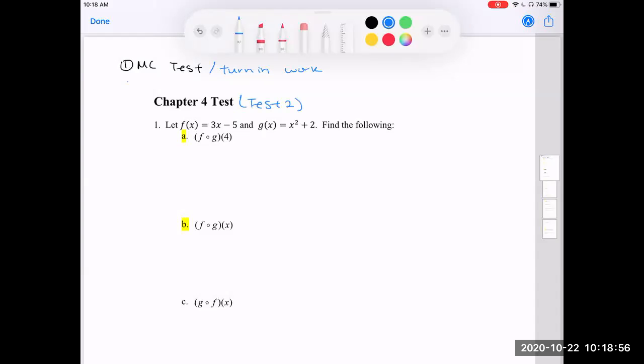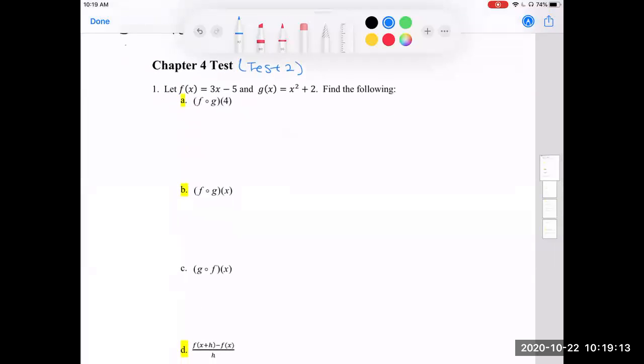For your exam, it will be a multiple choice test only, but I'll have a separate assignment where I'll direct you to turn in your work. I want to make sure that you are putting in the effort. You're not just going through the process and lucky guessing.